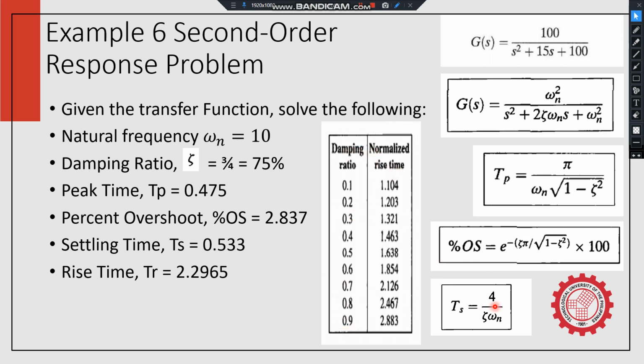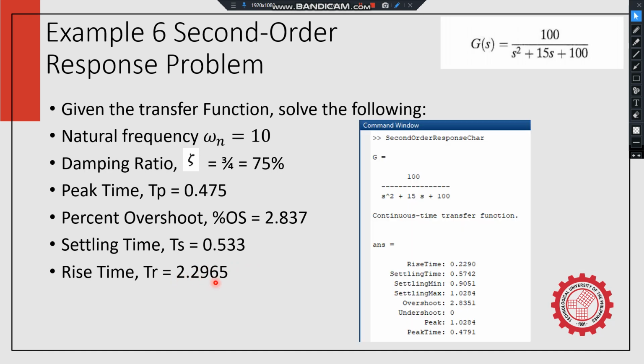Since the damping ratio is 0.75, it is between 0.7 and 0.8. If you get the average of these two, you will exactly get 2.2965.